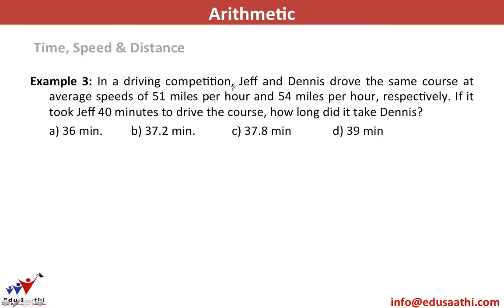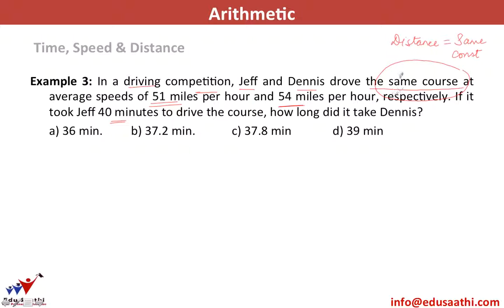The third question that we have is, in a driving competition, Jeff and Dennis drove the same course. Now this is very, very important. Same course means that the distance traveled by both of them is the same, or I will say is constant, at an average speed of 51 and 54 miles per hour. If Jeff took 40 minutes to drive the course, how long would Dennis take?